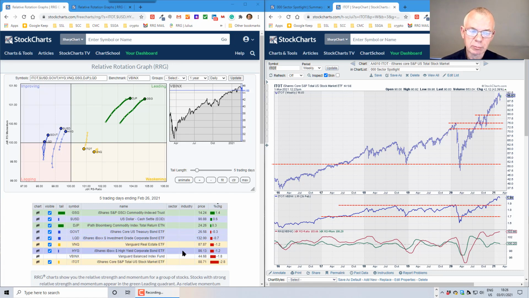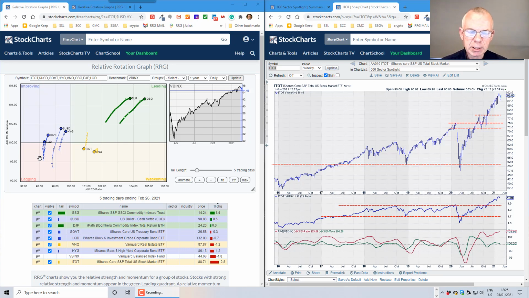With stocks down, we will obviously see the fixed income asset classes, GOV, LQD, HYG, high yield, floating at the top, outperforming the benchmark. And we have real estate down 1.2, but it's outperforming the benchmark. If we look at the tails, we obviously see the two commodity indexes moving nicely into the leading quadrant. We also see the rotation for ITOT rolling over downward and entering the weakening quadrant, while the fixed income related asset classes are moving upward and have entered the improving quadrant.